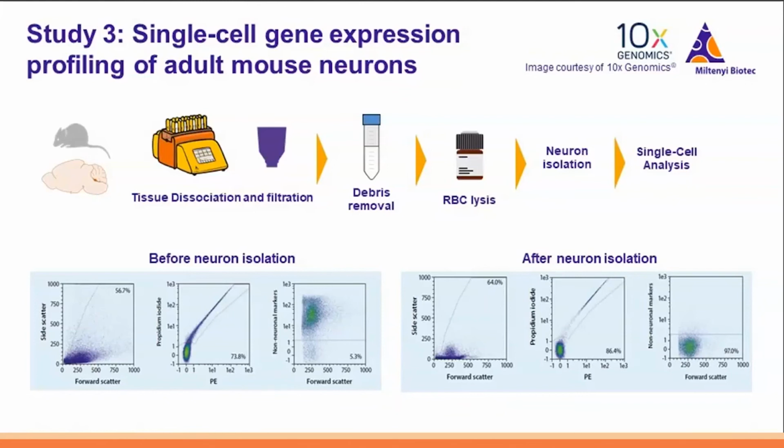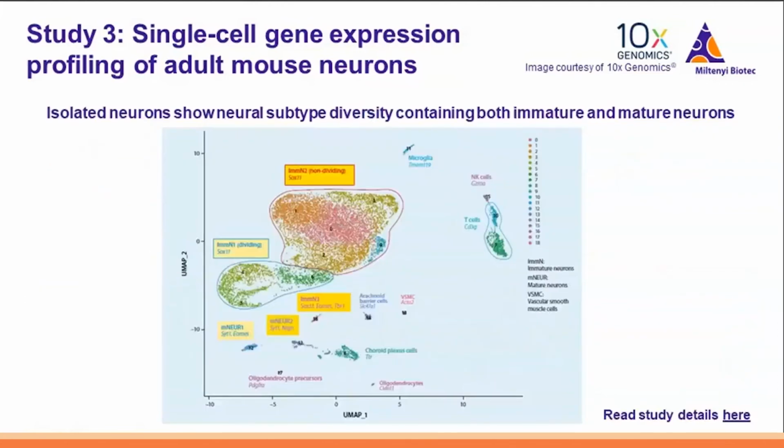The dot plots on the bottom of the slide again show you how the viabilities and the frequencies of neurons were before neuron isolation. So viabilities were quite good, but the presence of neurons was quite low. However, after a neuron isolation, we were able to nicely purify neuronal populations with also high viabilities. And when we performed the single cell gene expression profiling of the isolated neurons, we were nicely able to identify subtype diversity and differentiate both populations of immature and mature neurons, which we were not really able to properly identify from the bulk of the sample.